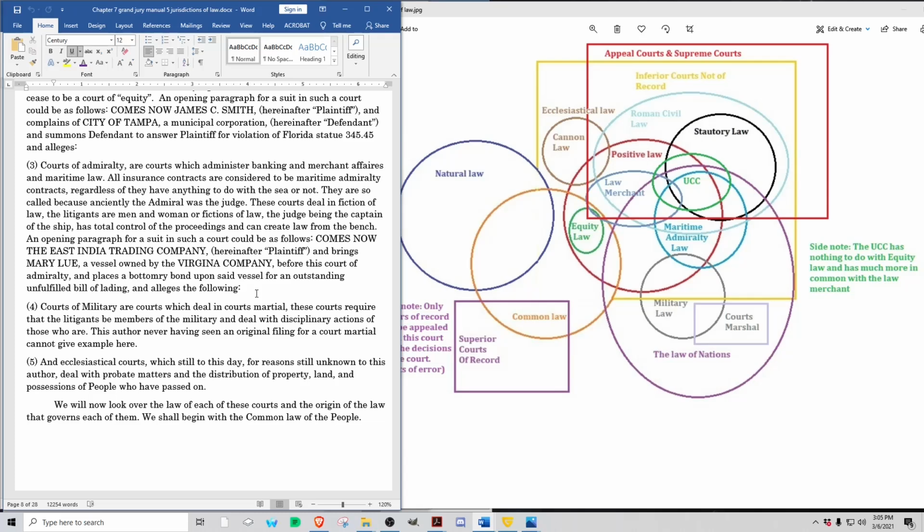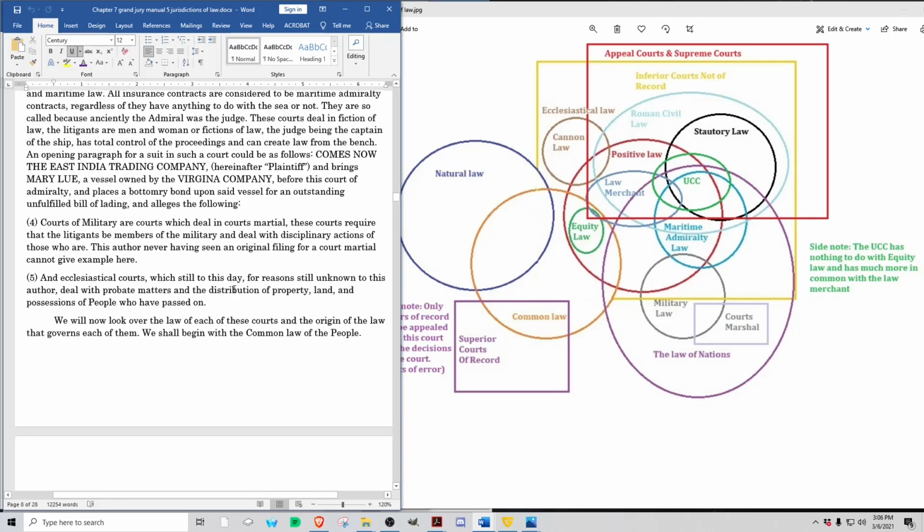Number 4. So that's your courts of maritime admiralty, right? So number 4, courts of military deal with courts martial, and these courts require that litigants be members of the military and deal with disciplinary actions of who they are. Meaning, if it's Navy, then it goes to naval. If it's Army, it goes to Army, so on and so forth, right? And I've never seen an original court martial filing, so I can't give an example of it.